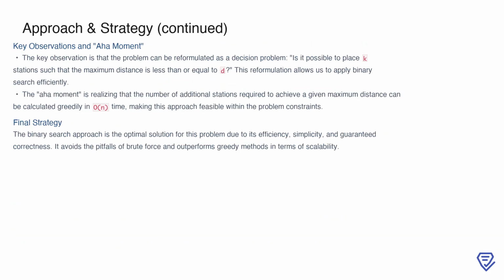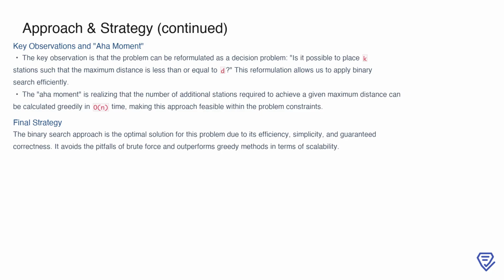The crux of this problem lies in reformulating it as a decision problem. Specifically, we ask, is it possible to place k stations such that the maximum distance between any two adjacent stations is less than or equal to d? This reframing is what makes the binary search approach both efficient and feasible. The key insight here is that for a given maximum distance, the number of additional stations needed can be calculated in O(n) time using a simple greedy method. This insight dramatically reduces the computational burden compared to brute force methods and makes the binary search strategy scalable.